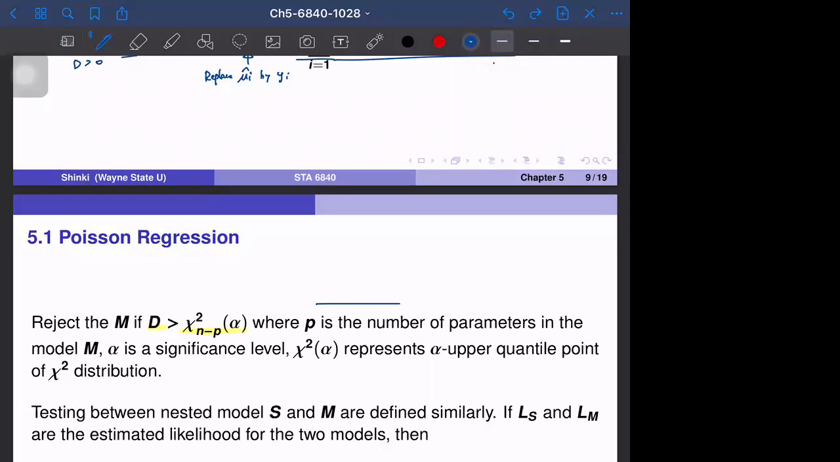So we have the chi-square value here, and this is the density. And we have the chi-square distribution. So if we take the area of alpha here, then this point is the upper quantile point. If the test statistic is larger than this threshold, then we reject the null hypothesis. So we reject. That means that our model is not sufficient to explain the situation.